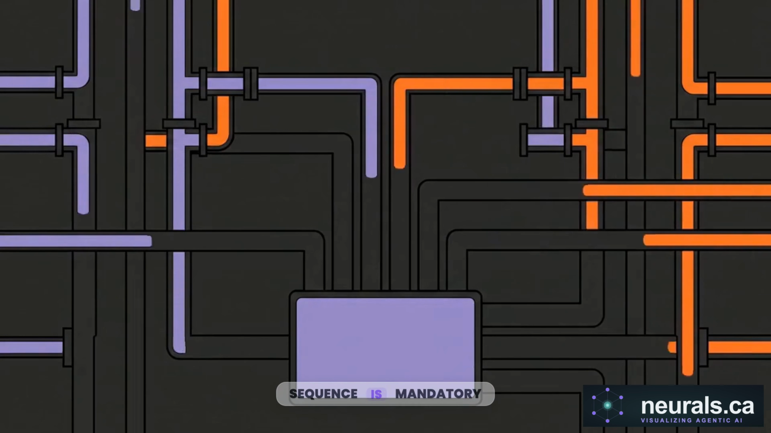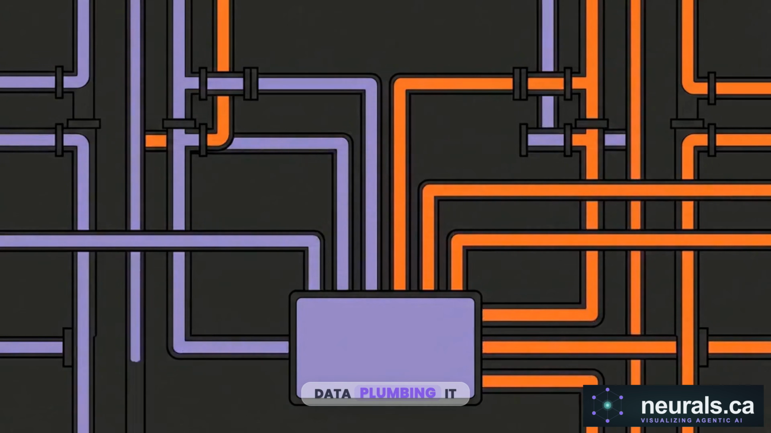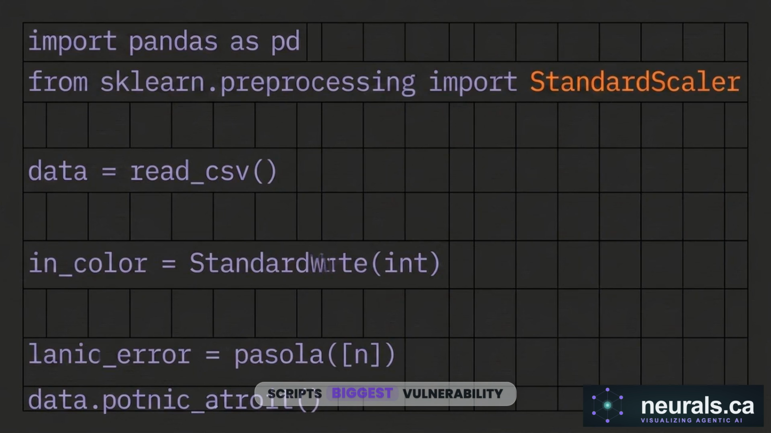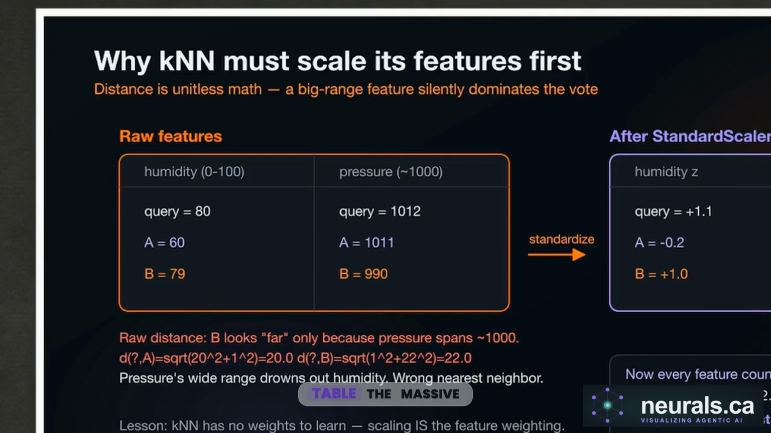This entire sequence is mandatory data plumbing. It is just organizing the environment so the algorithm has a clean space to touch the numbers. Cautionary: the script's biggest vulnerability sits right in the StandardScaler implementation. Look at the raw features table. The massive atmospheric pressure range drowns out humidity values, distorting the distance math.